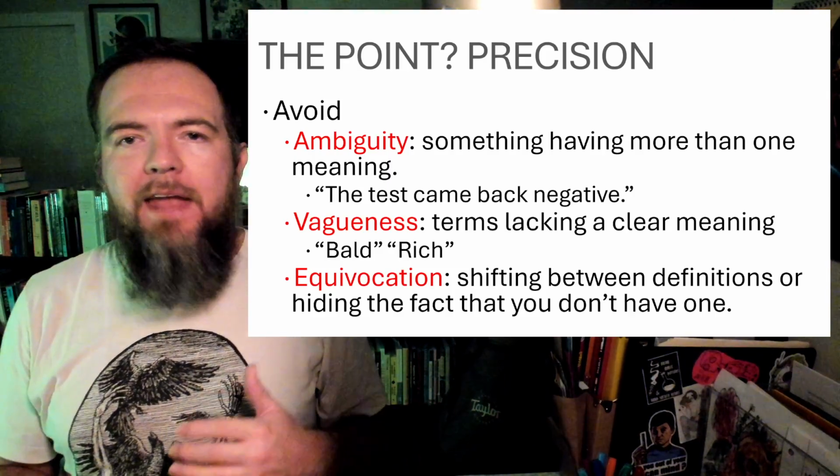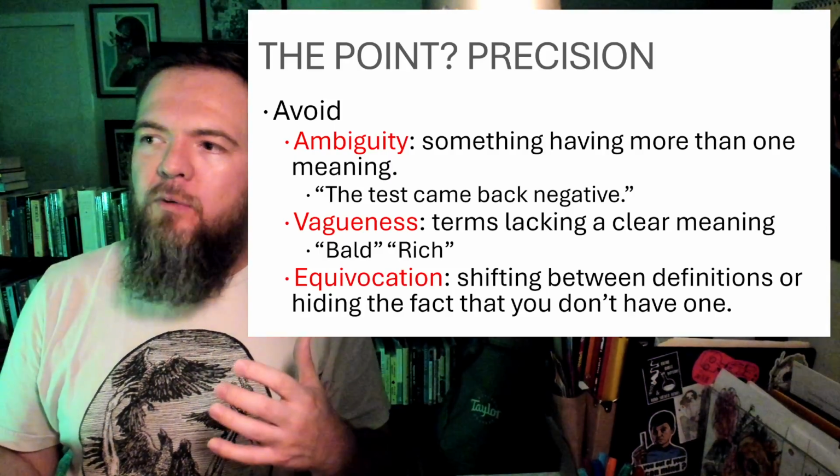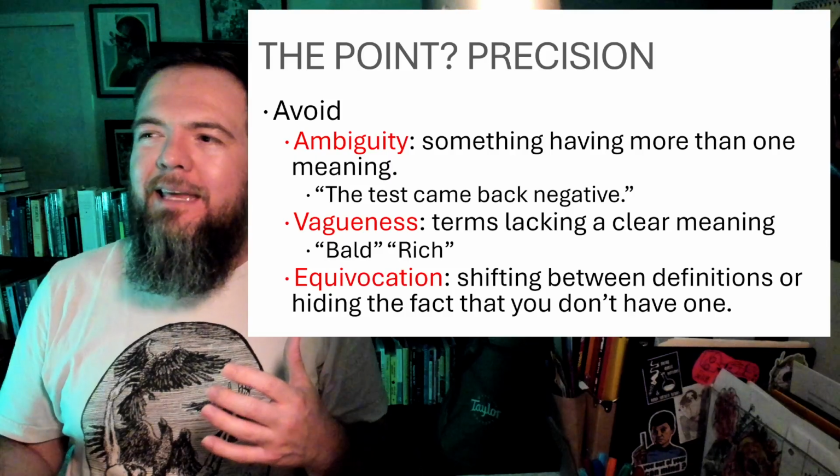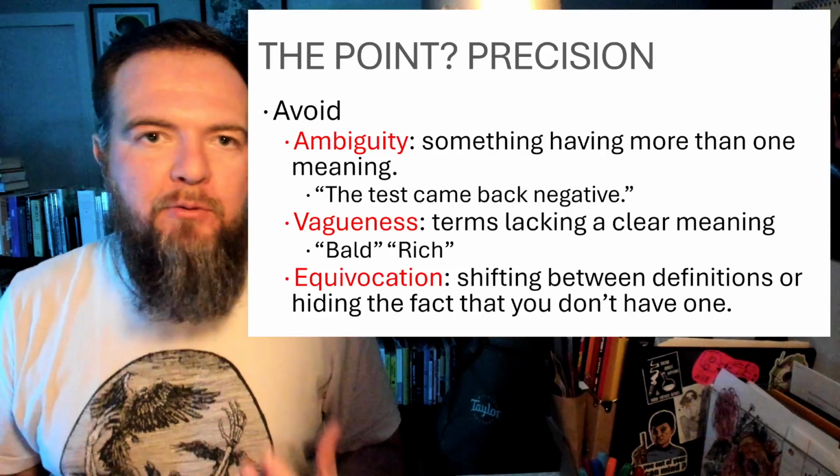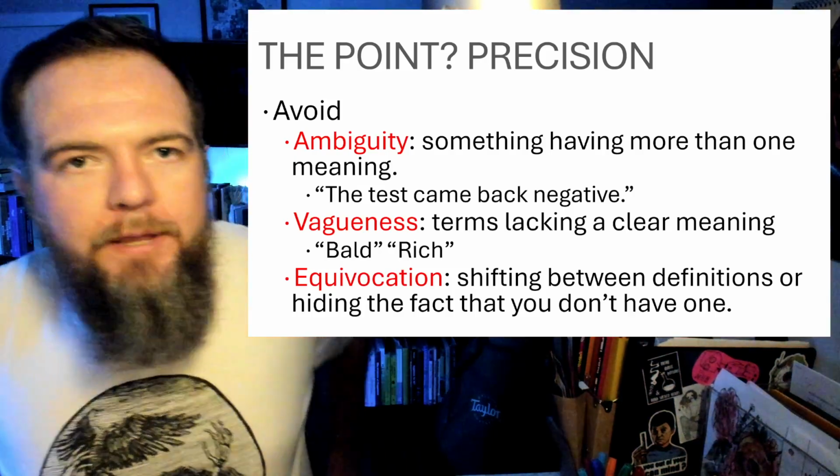So ambiguity and vagueness, I think, in common language, probably are almost the same thing to most people, but to philosophers or to rhetoricians or to linguists, there's a really important difference.